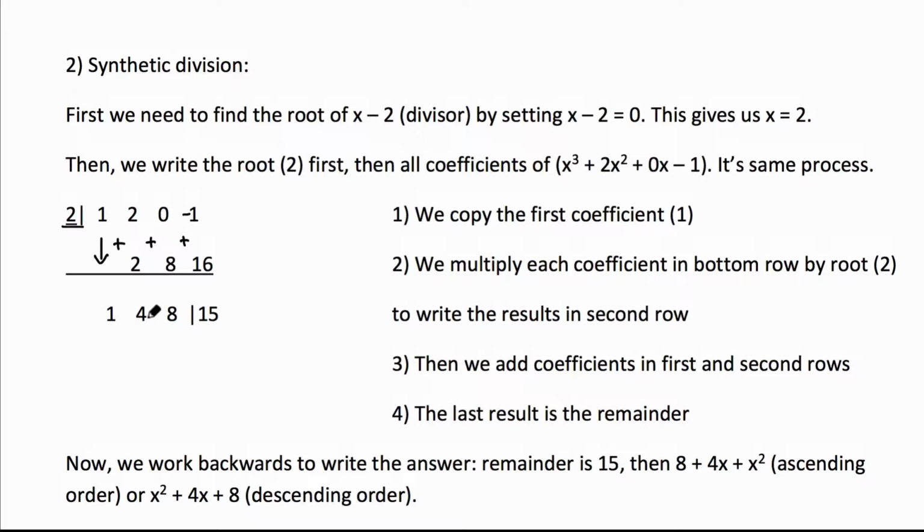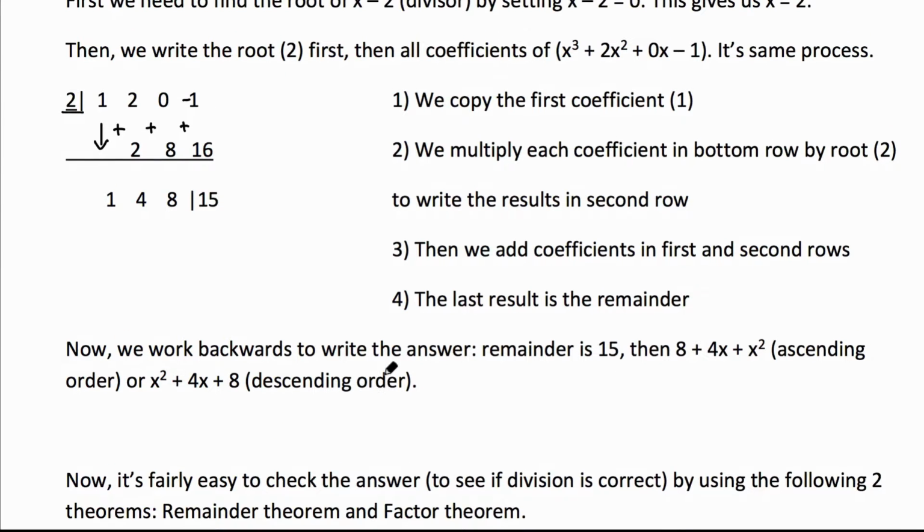You start with a constant, so it's 8. Then you increase by 1 degree, then plus 4x, then plus x squared. So you can write it like this in the ascending order. And then, of course, you can rewrite it in descending order, which becomes x squared plus 4x plus 8. So that's the easiest way to remember, unless you can remember to decrease the degree by 1, or there's several other tricks. But the easiest way is to basically work backwards in the ascending order and then switch it up if you need to. Now, it's fairly easy to check the answer to see if you did it correctly.